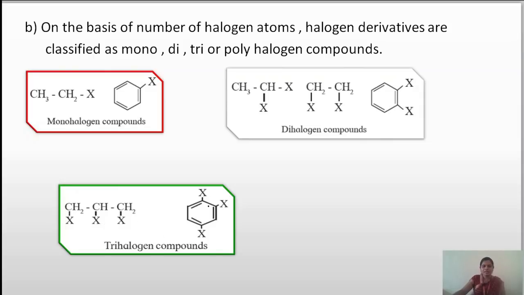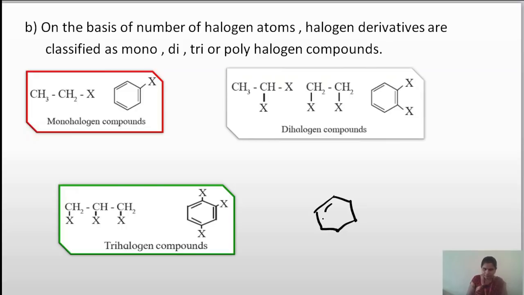Here also this is the structure of benzene, and replacement of three hydrogen atoms of benzene by three halogen atoms takes place. So this is the example of the trihalogen compound. And when there is a replacement of more than three hydrogen atoms by more than three halogen atoms, then we will call it a polyhalogen compound. Here I take the example of benzene.